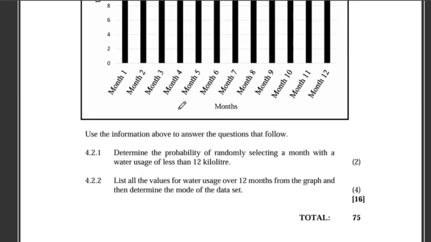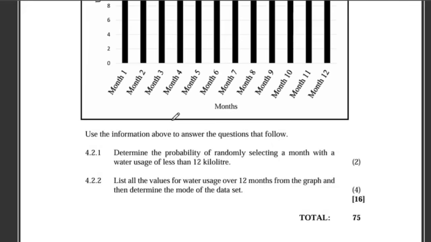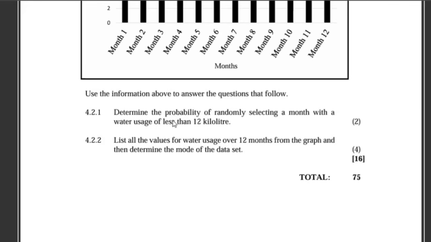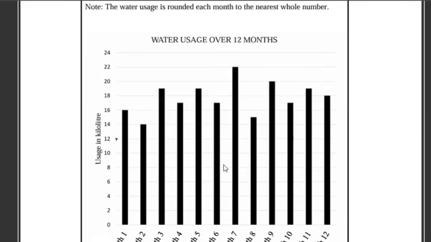Okay, let's look at that. Determine the probability of randomly selecting a month with usage of less than 12 kiloliters. 12 kiloliters, where would they be? 12 would be here. Is there any graph that is on this? So we say it's 0. Okay. List all the values of the water usage for the 12 months from the graph and then determine the mode of the data set.